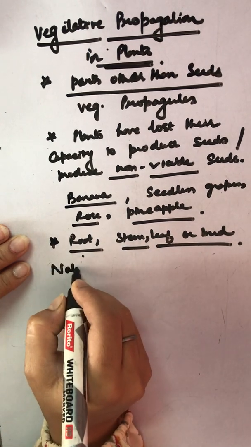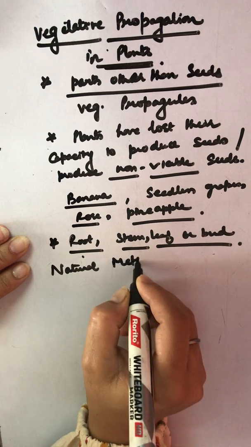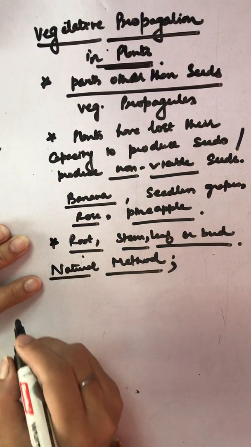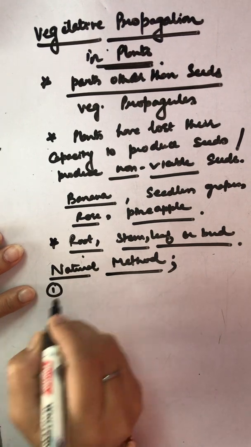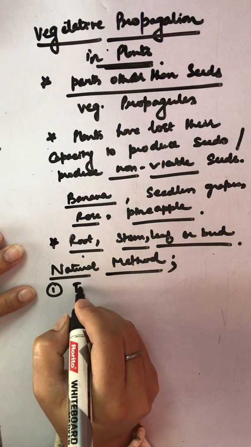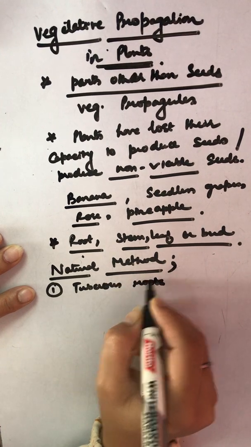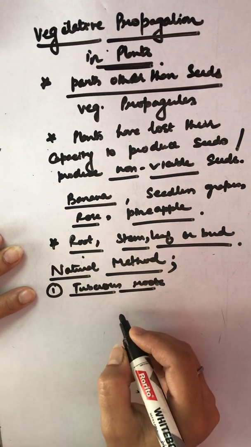And there is a natural method of vegetative propagation which is going on, and this method number one is tuberous roots that we know. Example, sweet potato.